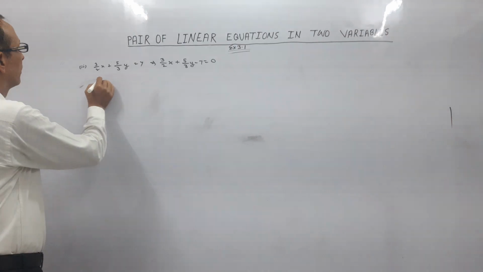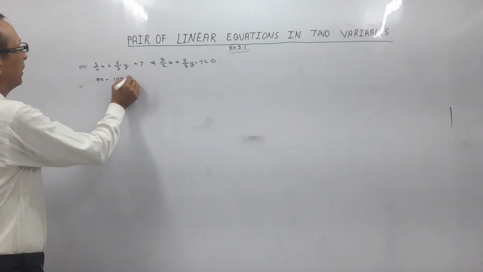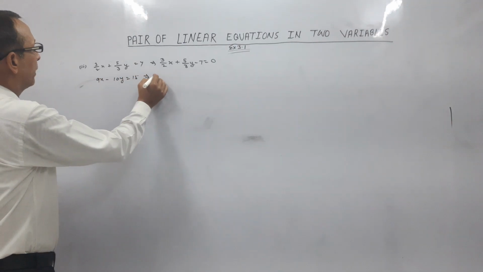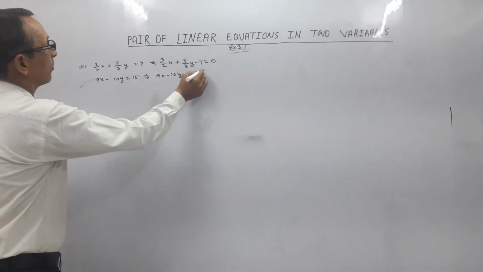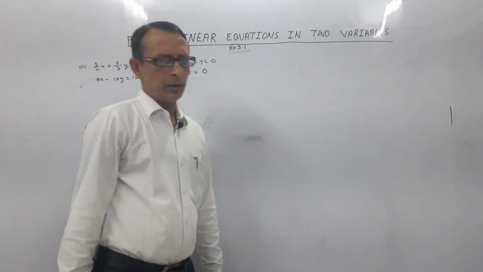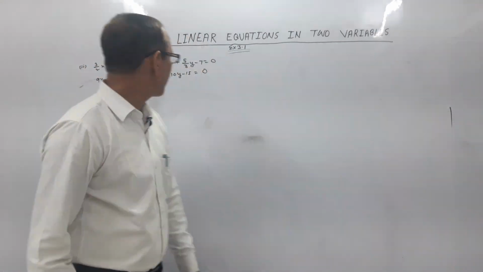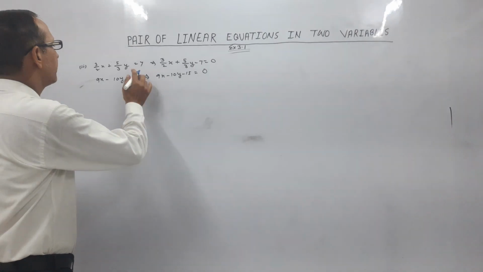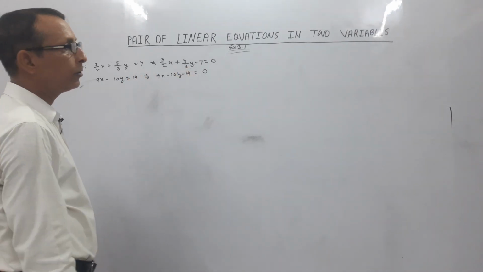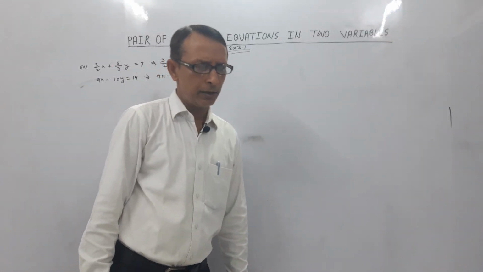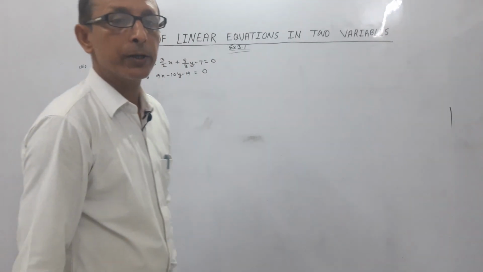9x minus 10y equal to 15. So then implies 9x minus 10y minus 15 equal to 0. Sorry, this is not 15, this is 14. Okay, 9x minus 10y minus 14 equal to 0. Now this is the third question.